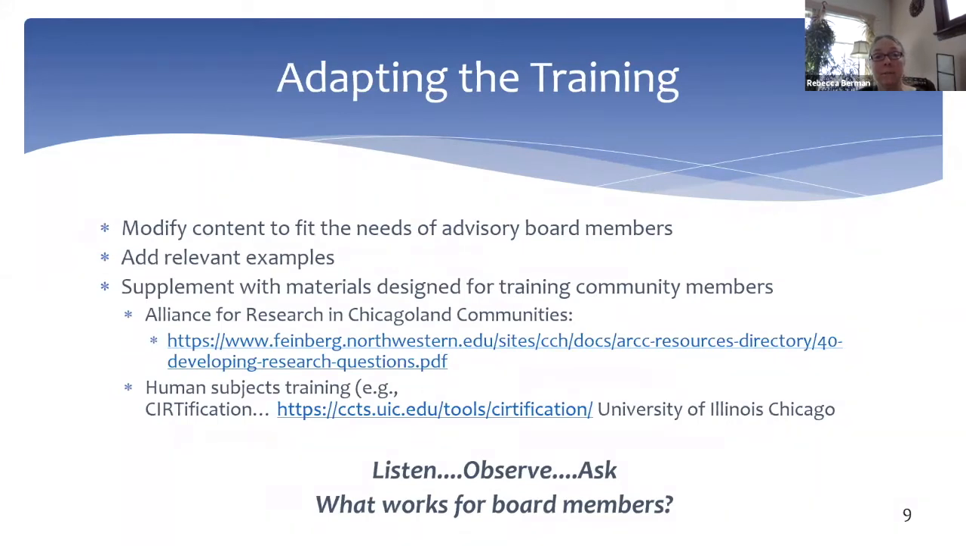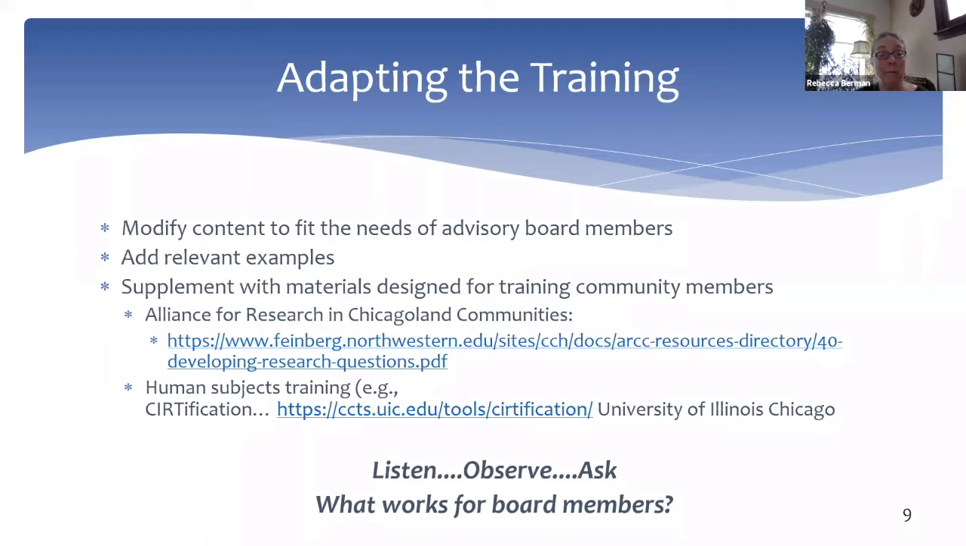So really the most important thing is this is a flexible model. We want people to take the materials that we provide and adapt them to train their own members. That means they might need to modify the content of the training to fit the needs of the members, thinking about things like, are board members comfortable with longer presentations? How do they feel about being tested on their knowledge? How quickly can they process information? What types of learning activities are most empowering or least intimidating?